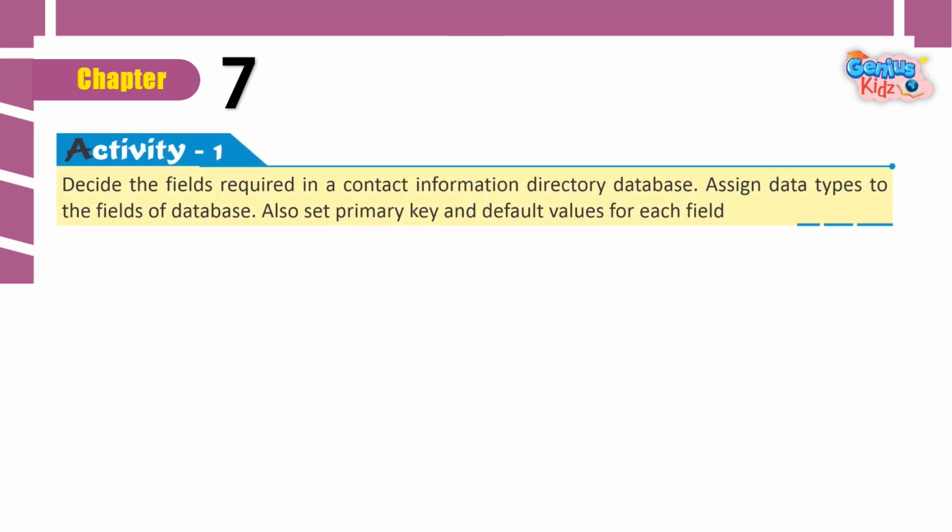Activity 1. Decide the fields required in a contact information directory database. Assign data types to the fields of database. Also set primary key and default values for each field.